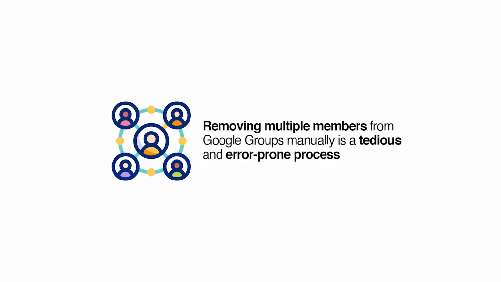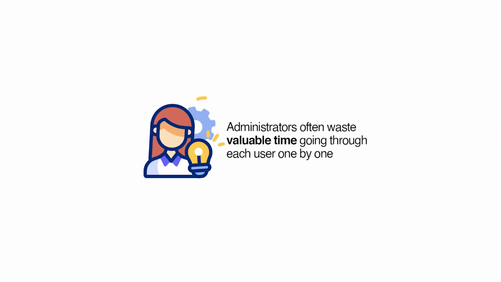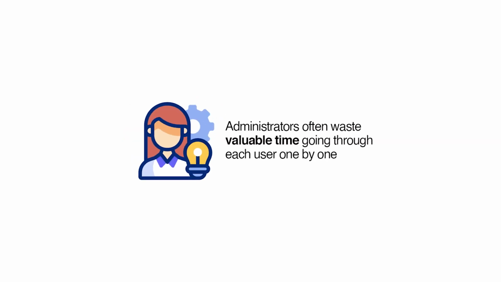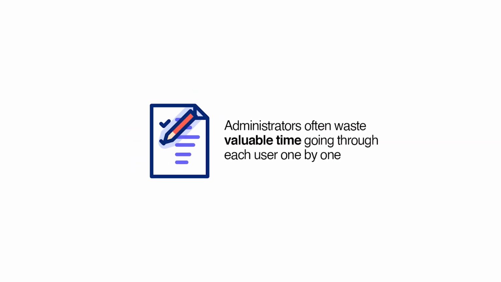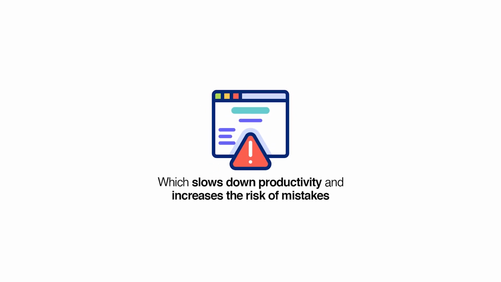Removing multiple members from Google Groups manually is a tedious and error-prone process. Administrators often waste valuable time going through each user one by one, which slows down productivity and increases the risk of mistakes. That's where xFanatical Foresight comes in.